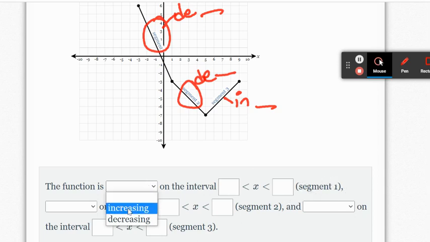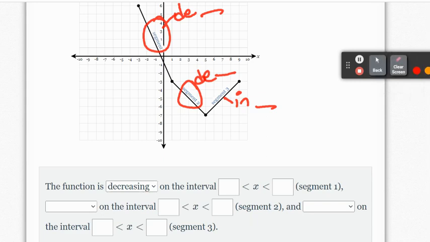So segment 1 we just decided was decreasing, and then the interval we're looking for, and this is where people screw it up, is that our eyes tend to focus on the y's because we're going down, but you don't focus on the y's, you focus on the domain, the x's. So from -3 to 1 is where segment 1's domain is. So in here, we're supposed to put -3 to 1. That is the domain for segment 1, and it is decreasing on that domain.